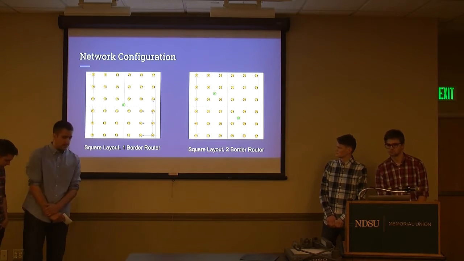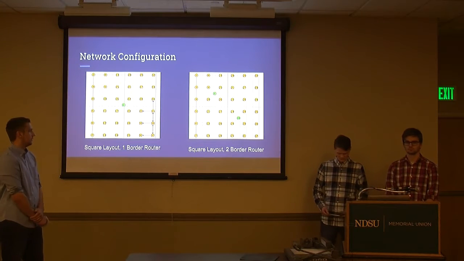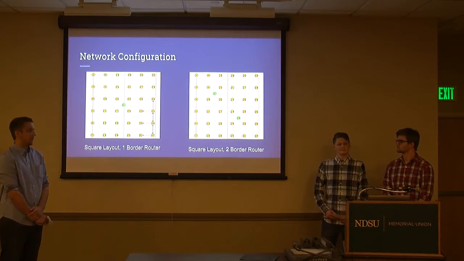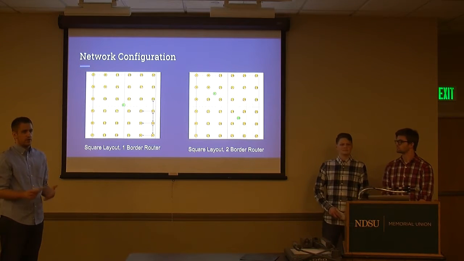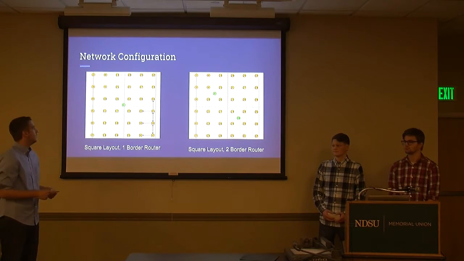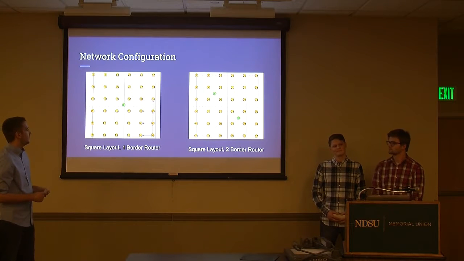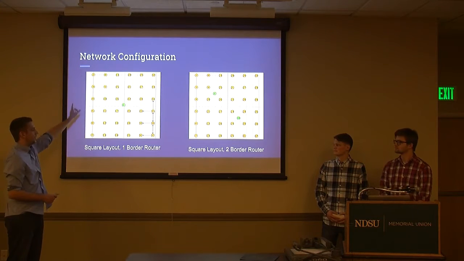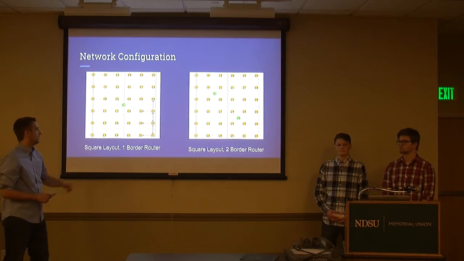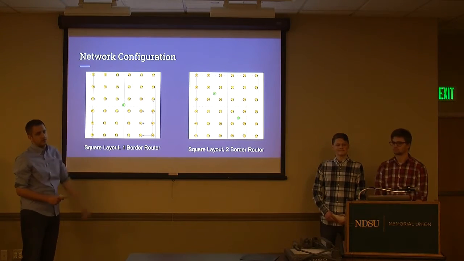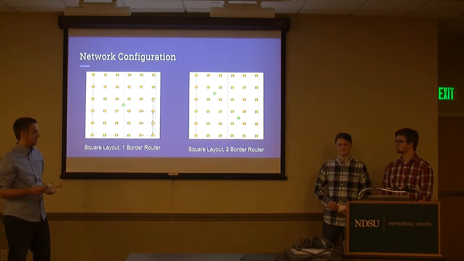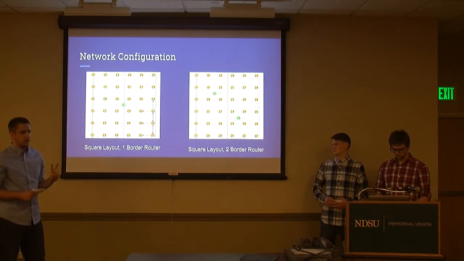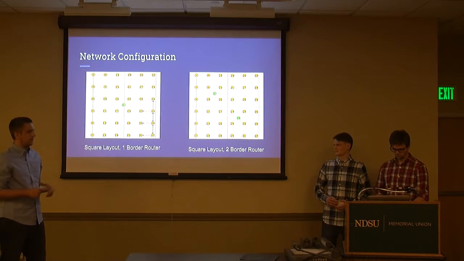Okay, so I'm going to talk about network configurations that we worked with, and we tested 4 different configurations recently and tried to get some information and see which ones are more ideal for which types of scenarios. On the left here, we have a 36-node network, and all these yellow nodes you see are client nodes, and those are sending data to this green node, which is a border router, where we can actually visualize the data. And the difference on the right side is that we have the same network, except we have 2 border routers, which should speed things up.